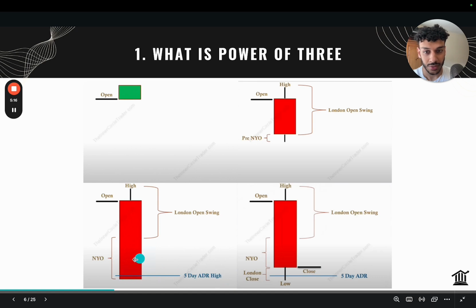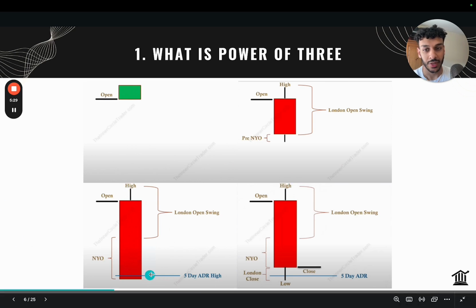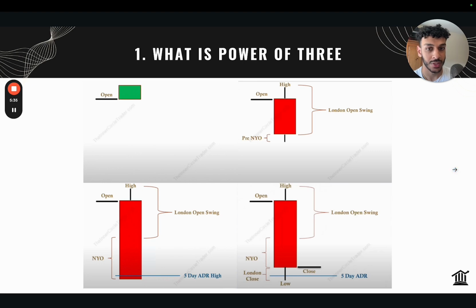And in this drawing, they've also mentioned the 5-day ADR as well, which is the 5-day average daily range. All that is taking the last 5 days of price and averaging them, and then finding that average, so you can forecast the expansion of the current, let's say, daily candle in this example.